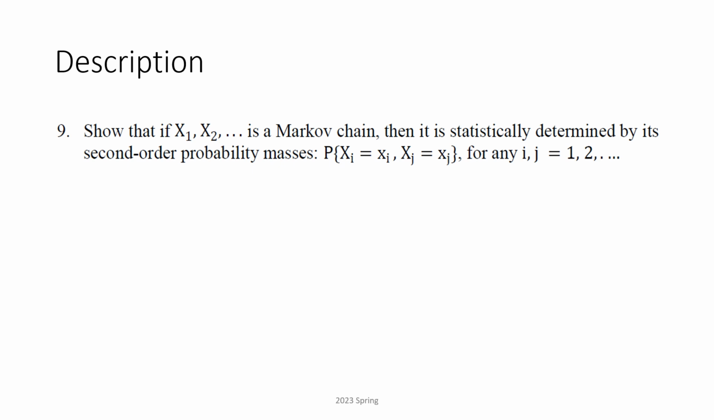Let's see the description of the problem. In this problem, we are asked to show that if X1, X2, to infinity is a Markov chain, then it is statistically determined by its second-order probability measures, that is, P(Xi = xi, Xj = xj) for any i, j = 1 to infinity.